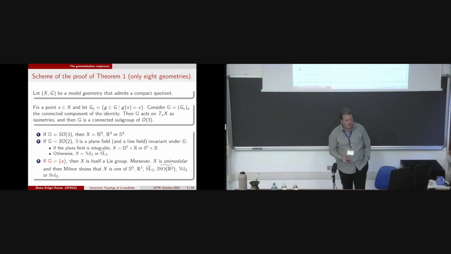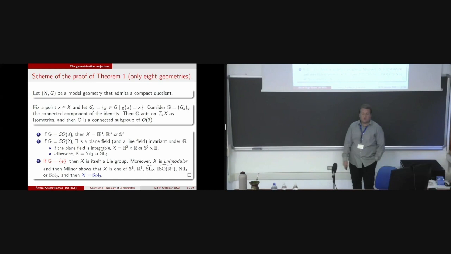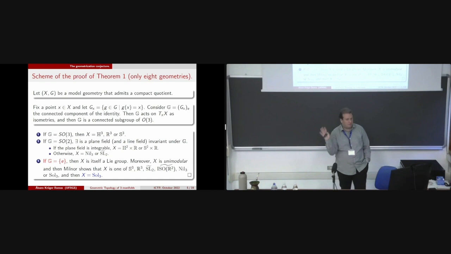And then you just look at which ones they can be. S3, R3, and SL2R tilde, no, you can rule them out because they have a higher dimensional isometry group. The Euclidean group is not a geometry. Nil3 also has a higher dimensional isometry group, so you're left with Sol3. So that's the scheme of the proof. Not every step here is as easy as it sounds.